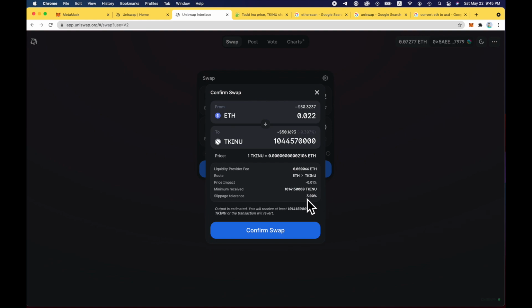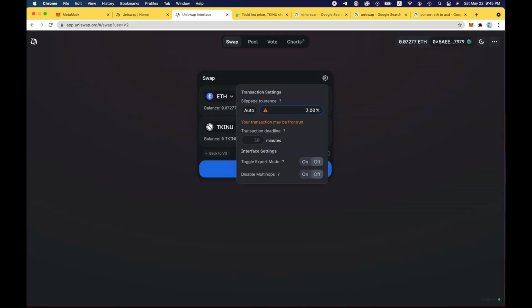So with slippage, I actually have this at 3%. And if I go up here to the gear icon, I can click on that. Actually, by default, Uniswap will have you at 0.5% slippage. So it has you at a very low slippage tolerance. This means that any slippage above 0.5%, Uniswap will not execute that trade. The transaction will automatically fail. So that's automatically what the slippage tolerance is.